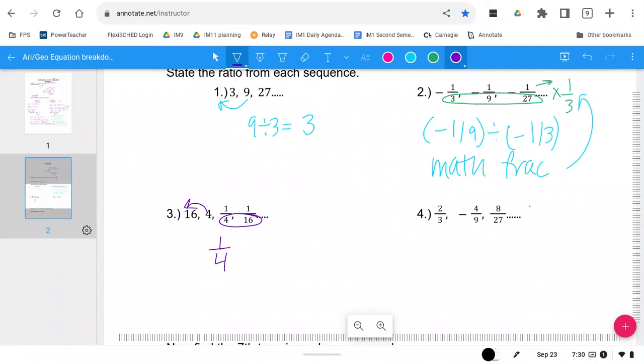Okay, this next one, we are multiplying by -2/3. So notice we go positive, negative, positive, negative. That's my flipping that's happening. If you look at all the tops, my tops you can see are multiplying by 2. My bottoms you can see are multiplying by 3. So that's kind of how we're getting that.